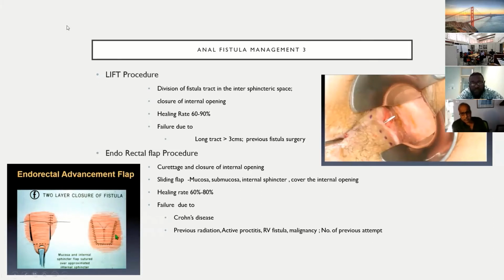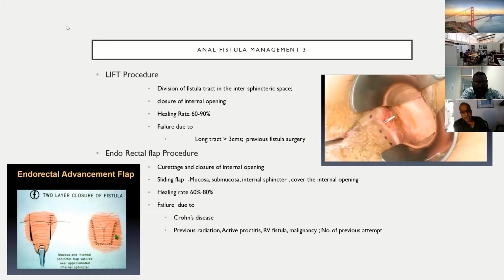So the incision is made in the intersphincteric space, and before you do that, you place a seton and leave it for a number of months for the fistula tract to mature. When you do the operation, you make an incision in the intersphincteric space, identify the fistula tract and divide it, and you close the internal opening but leave the external opening.